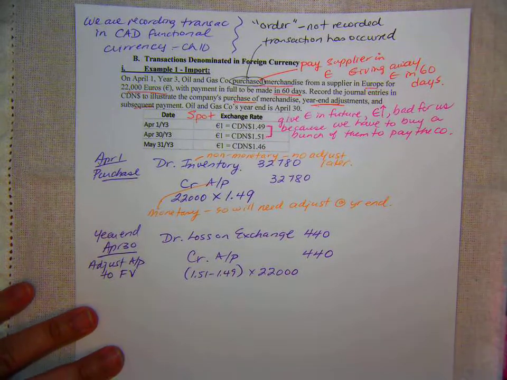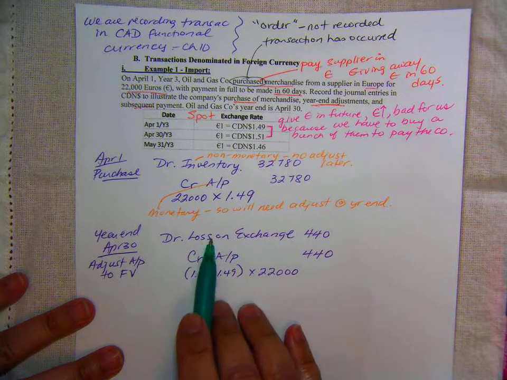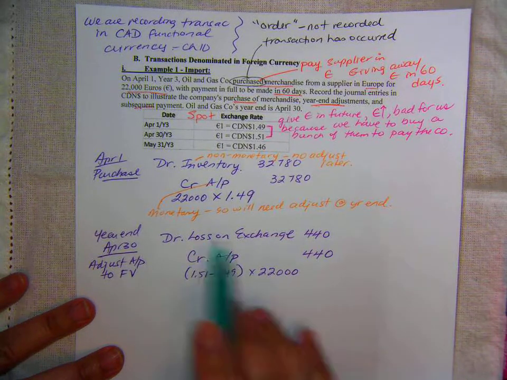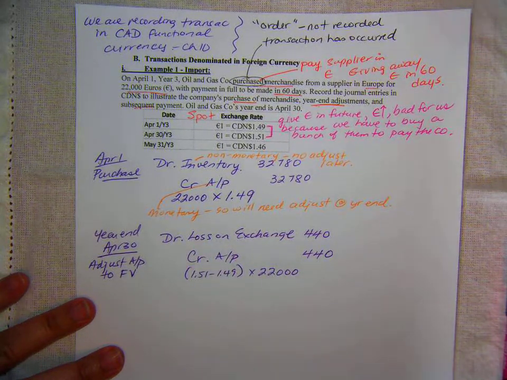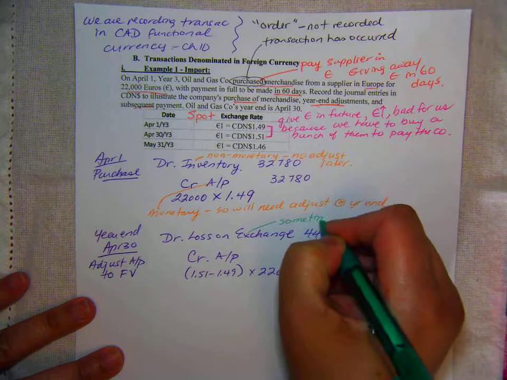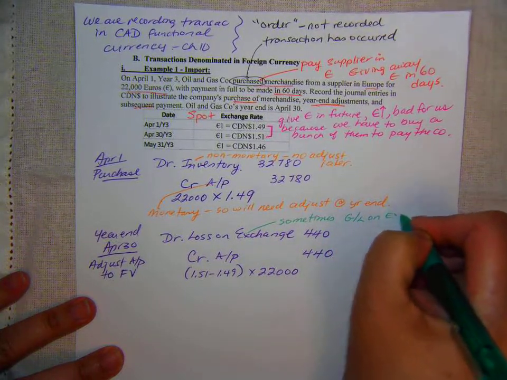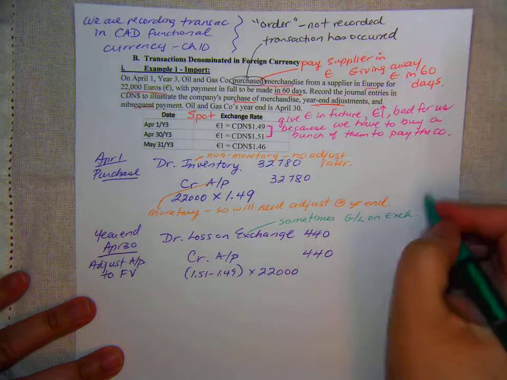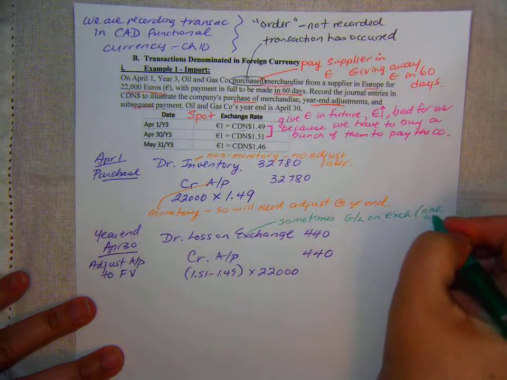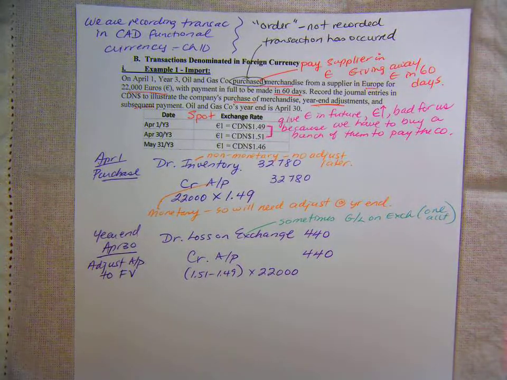Now, just one note, Connect, if they don't give you a separate loss on exchange and a separate gain on exchange, just loss gain, you can just use the one account. So sometimes this is just one account. It's gain loss on exchange. So just watch for that.